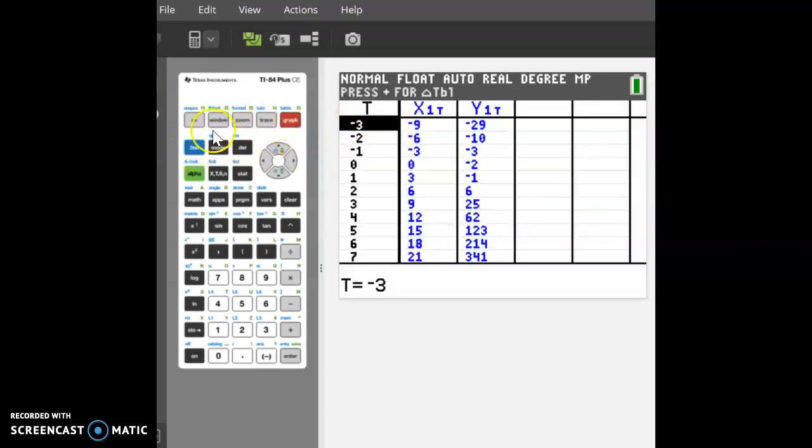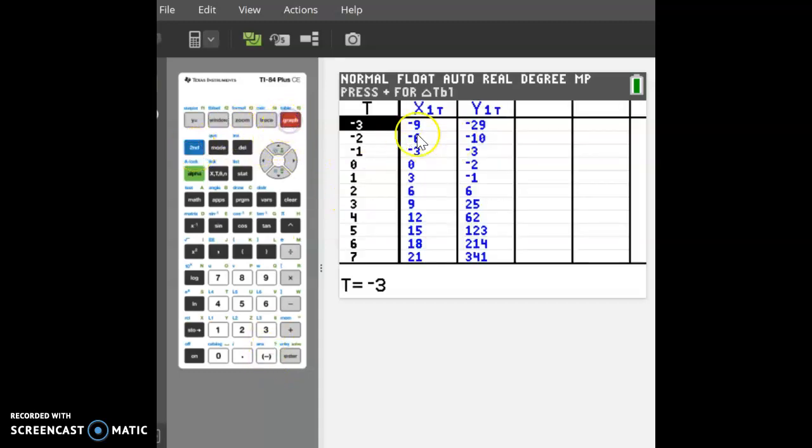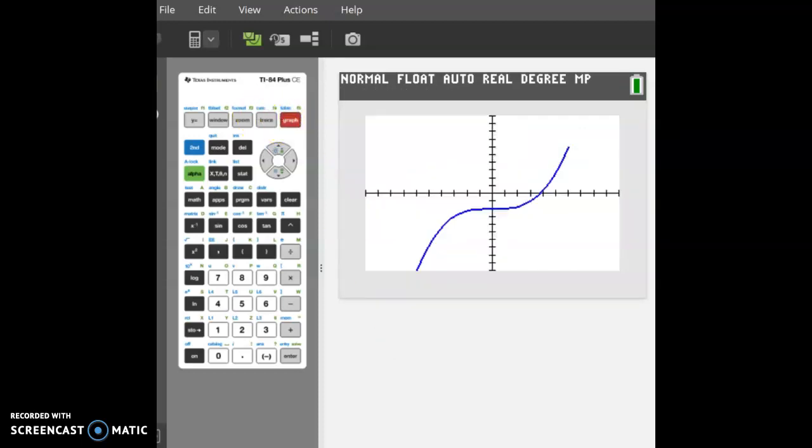If you go to your table of values, the table setup tells you where to start and how many to go. If we started at negative 3, it's okay, because we're just starting at negative 2 and we just write those points down. So this is where you found your points, and here is what your graph looks like.